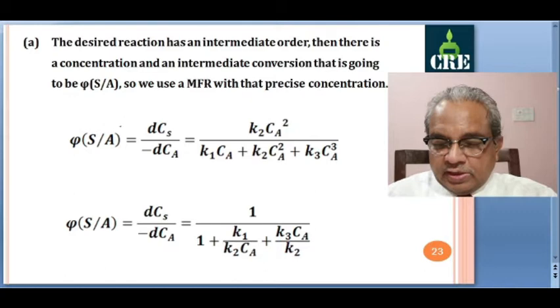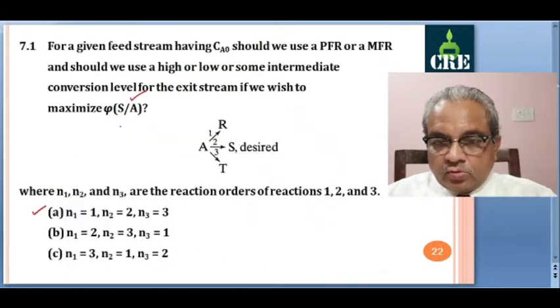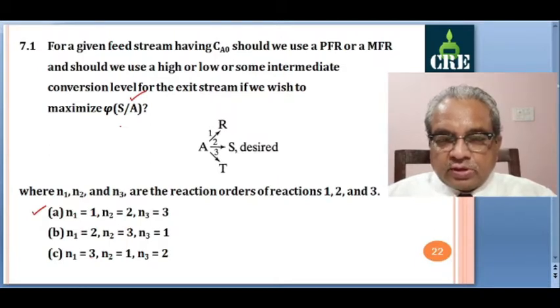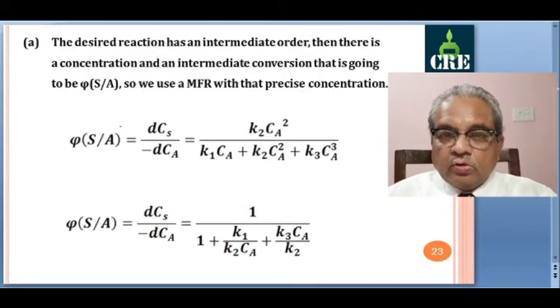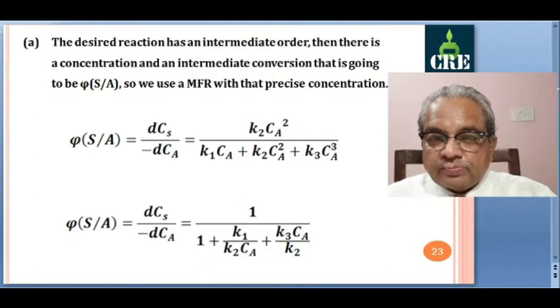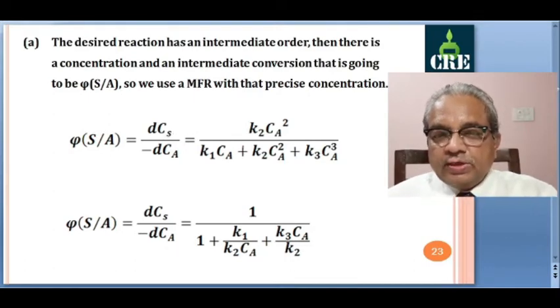Now this dCS by dCA, N1, 1, 2 and 3. So first reaction first order, second reaction second order, third reaction third order. We want CS. CS is formed in the second reaction. So K2 Ca square by K1 Ca plus K2 Ca square plus K3 Ca cube.